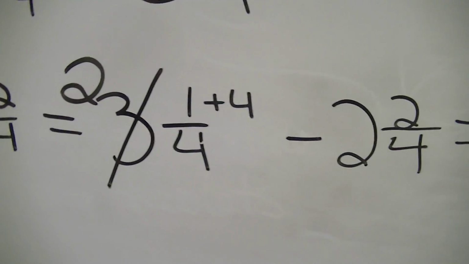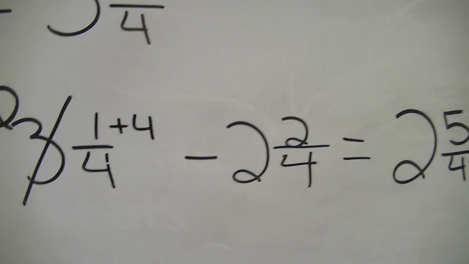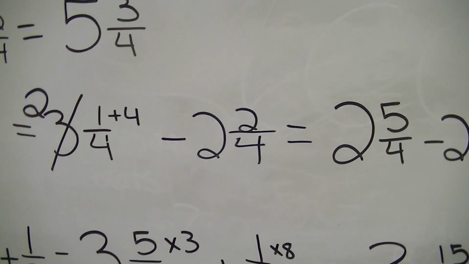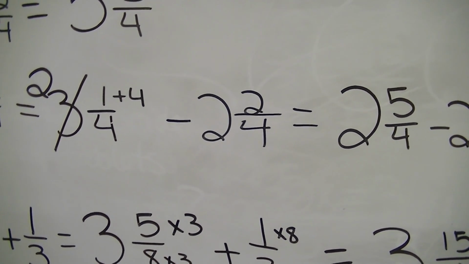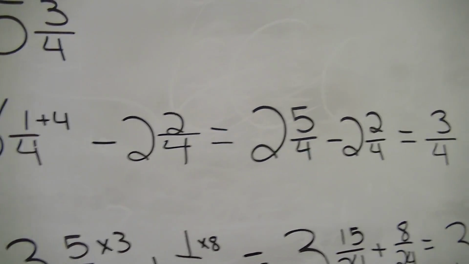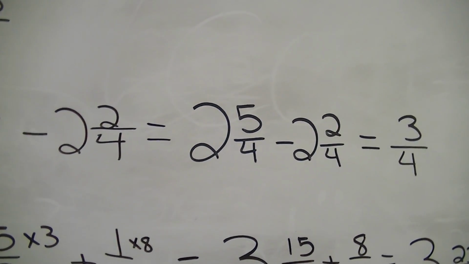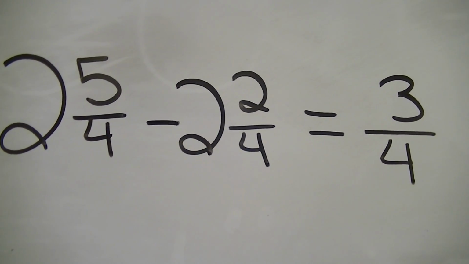So we're going to borrow, the other number stays the same, the 2 and 2 over 4, but when we borrow the 2, the 1 plus 4 gives us 5 on the top, 4 on the bottom, right? So that changes into 2 and 5 over 4 minus 2 and 2/4. Now that they have the same bottom numbers, really easy to do.